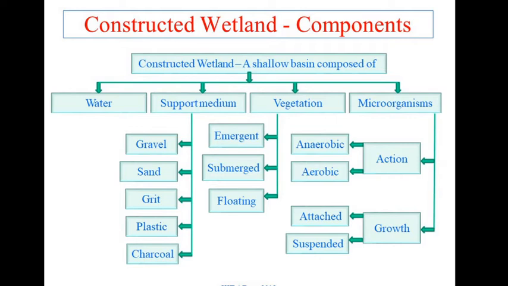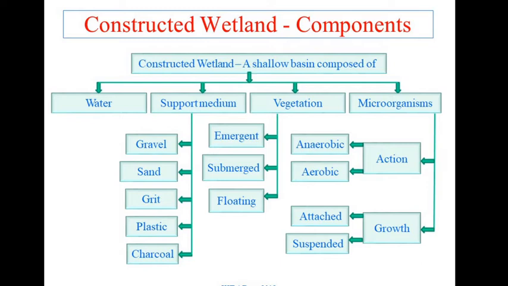The water is the wastewater, which we are going to treat using the wetland plants. As supporting medium for the wetland plants, we can use gravel, sand, grit, plastic, and also charcoal. So these are the various supporting media we can use for the constructed wetland in the shallow basin: gravel, sand, grit, plastic, and charcoal.